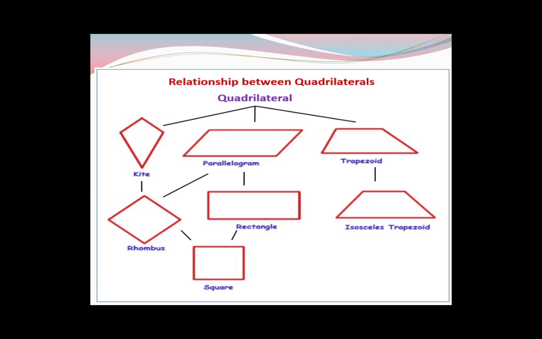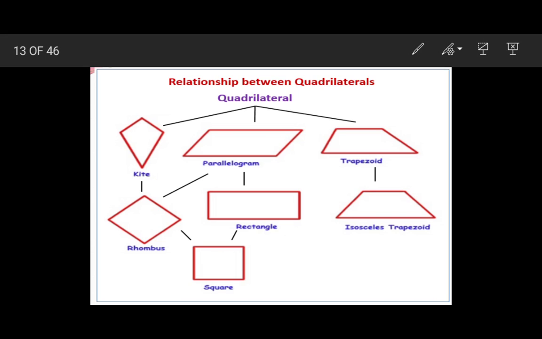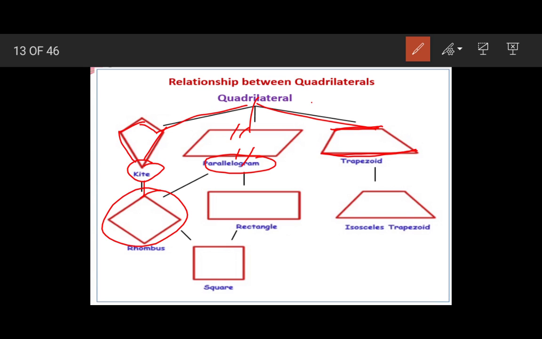So once again we can see the relation between quadrilaterals. Basically quadrilateral is divided into three types. There are three major types of quadrilateral. One is kite, like this figure. Then the other one is parallelogram. In parallelogram opposite sides are parallel to each other. Then trapezoid. In trapezoid there is one pair of sides which is parallel to each other. Then, similar to kite, there is a figure which is known as a rhombus.